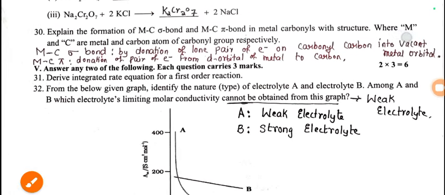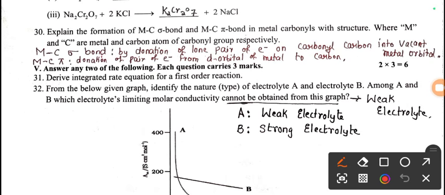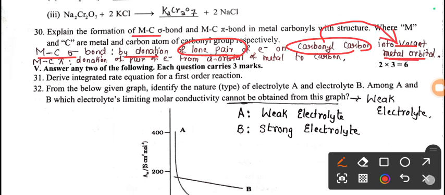Next we have the 30th question from inorganic chemistry. Explain the formation of metal carbon sigma bond. Metal carbon sigma bond basically forms by the donation of a lone pair of electrons on the carbonyl carbon to the vacant d orbital of the metal. The lone pair of electrons present on the carbon goes to the metal d orbital, which forms the sigma bond.